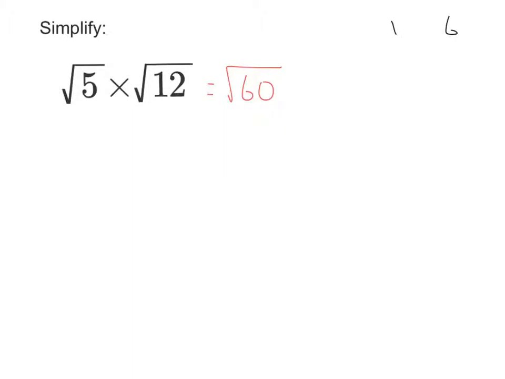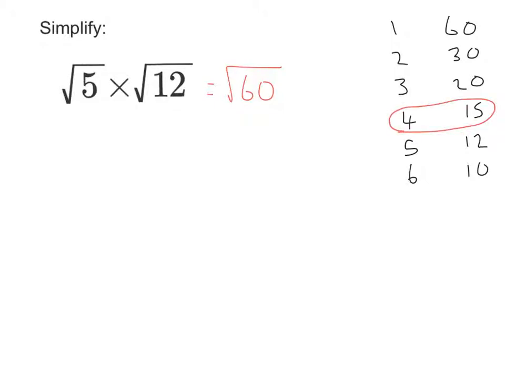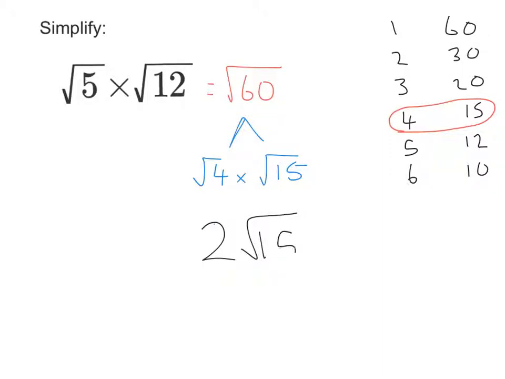So if I just write down all the factors of 60, that's 1 and 60, 2 and 30, 3 and 20, 4 and 15, 5 and 12, 6 and 10, 7 no, 8 no, 9 no, and we've got 10. And we can clearly see that the biggest pair, which includes a square number, is this one here. So we split the root 60 into that root 4 and the root 15. We know what the square root of 4 is, okay? And that's 2. And the root 15 is an irrational number, so we leave it as root 15. So that means our final answer is 2 root 15.